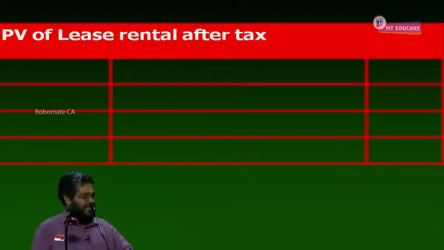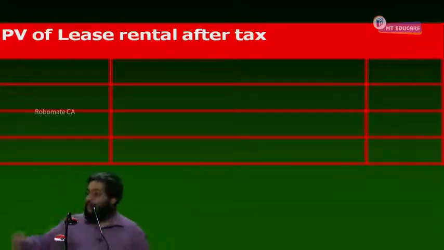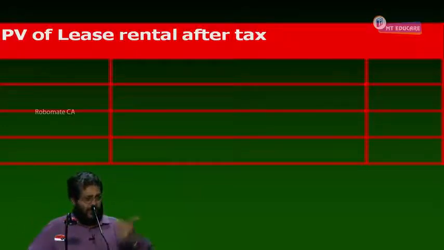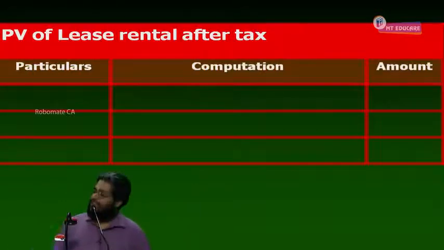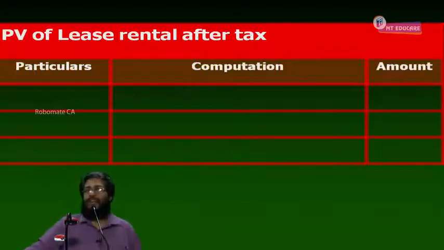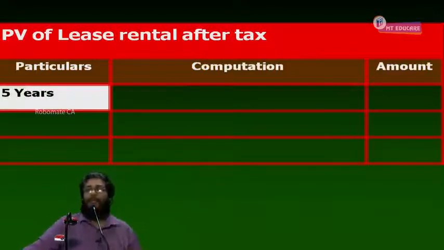Suppose I pay 10,000 lease rental today, tax rate 30%. Immediately I can claim tax of 30%, so I pay only 7,000. The tax shield is also assumed to be enjoyed at the beginning of the year, in advance. Can I proceed? Particulars, computation and amount.